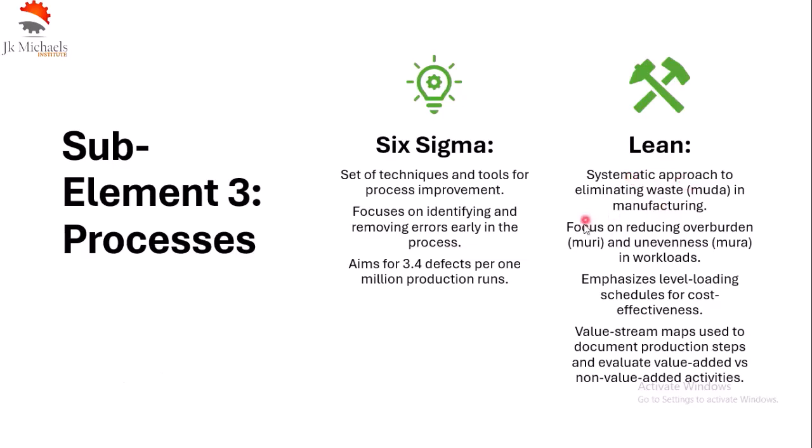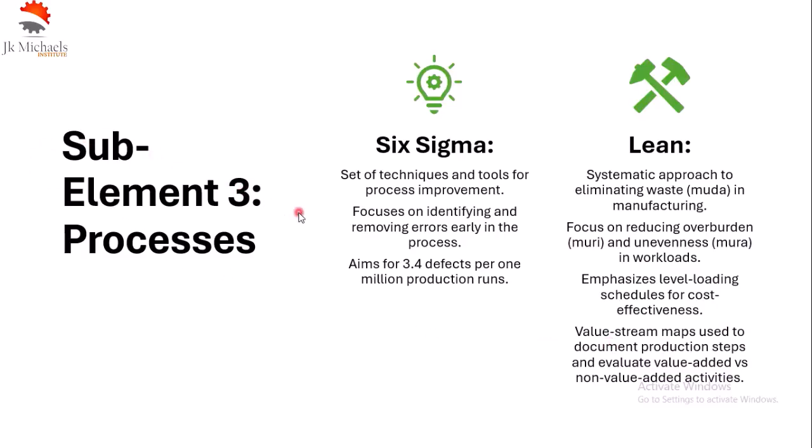Waste is muda. Focus on reducing overburden, which is muri, is also one of the things practiced in lean, and then unevenness in workloads. So we want to emphasize level loading schedules for cost effectiveness. And one of the tools used to achieve all of this in lean engineering and lean manufacturing is the value stream map.